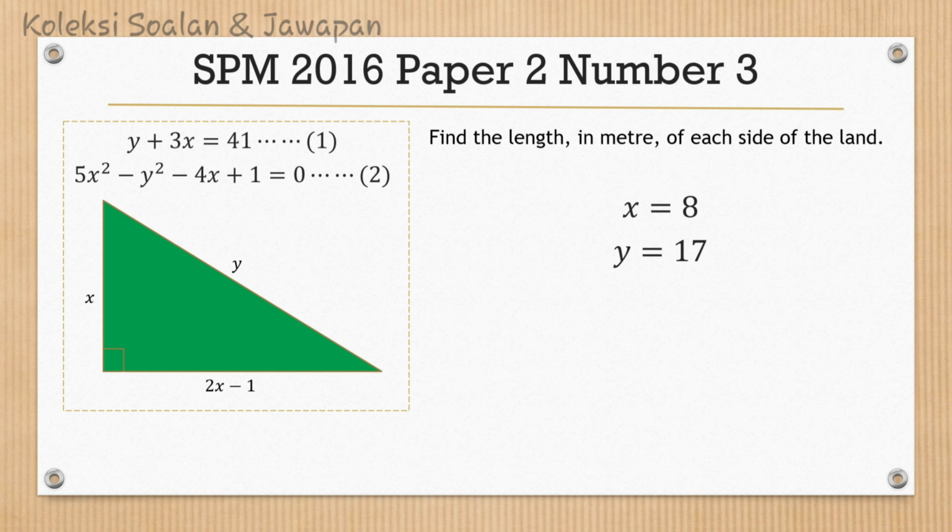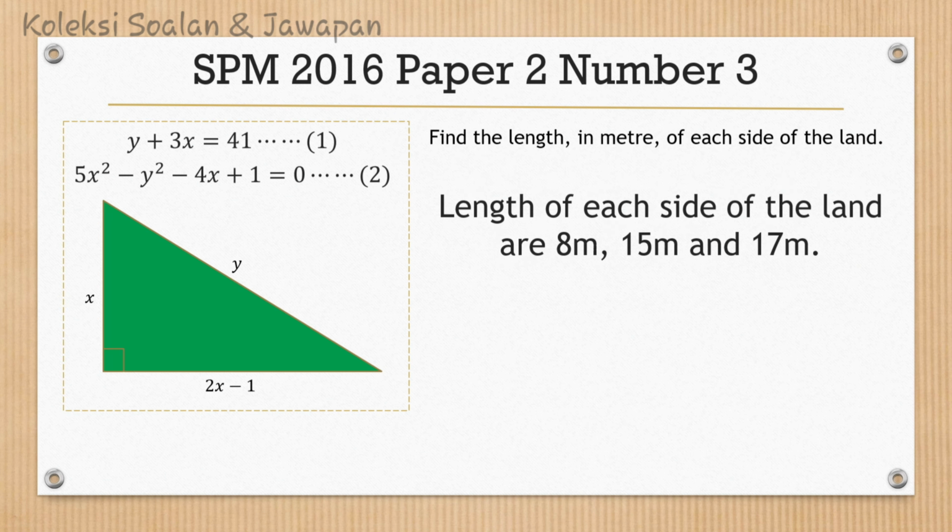But the question asks us to find the length of each side. So from the diagram, we have x, we have y, and we also have 2x minus 1. So we need to find the value of 2x minus 1, which is 15. So the length of each side of the land are 8 meter, 15 meter and 17 meter.